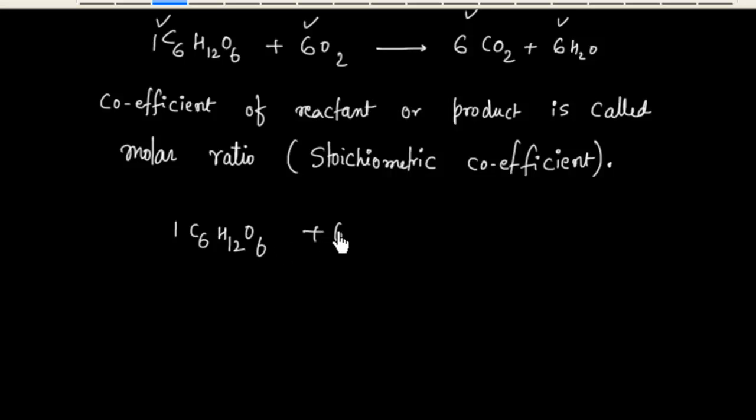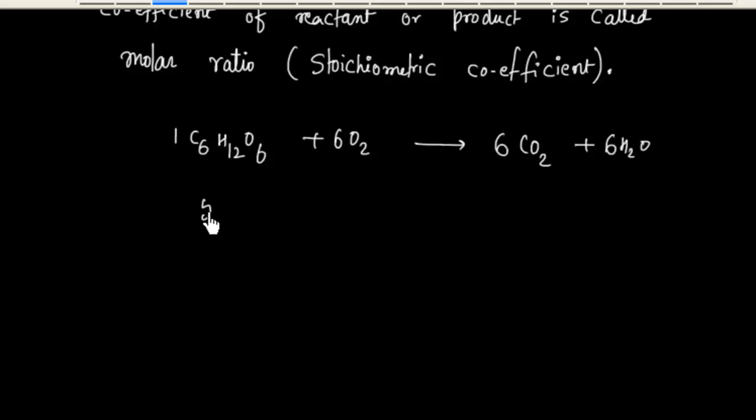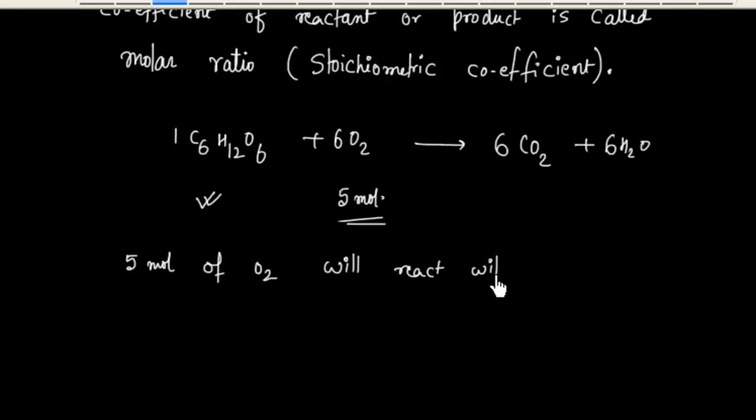C6H12O6 plus 6O2 gives 6CO2 plus 6H2O. Let us say I give you 5 moles of oxygen. What is the mole of glucose that will react with 5 moles of oxygen? So this is the question. 5 moles of O2 will react with how many moles of glucose?